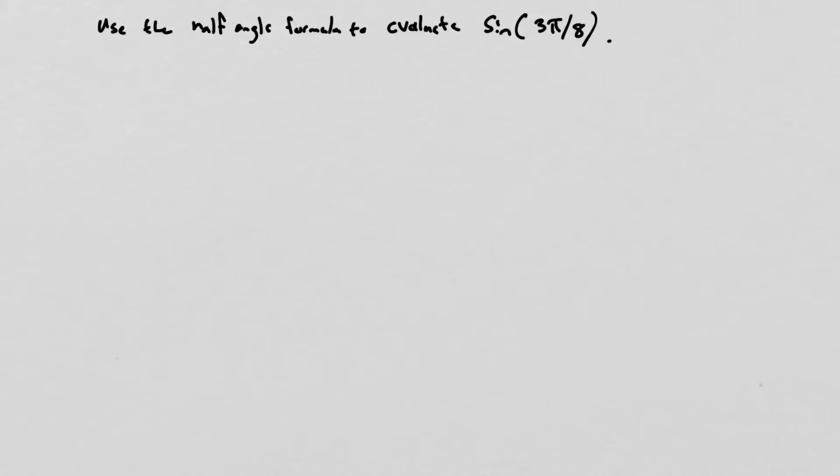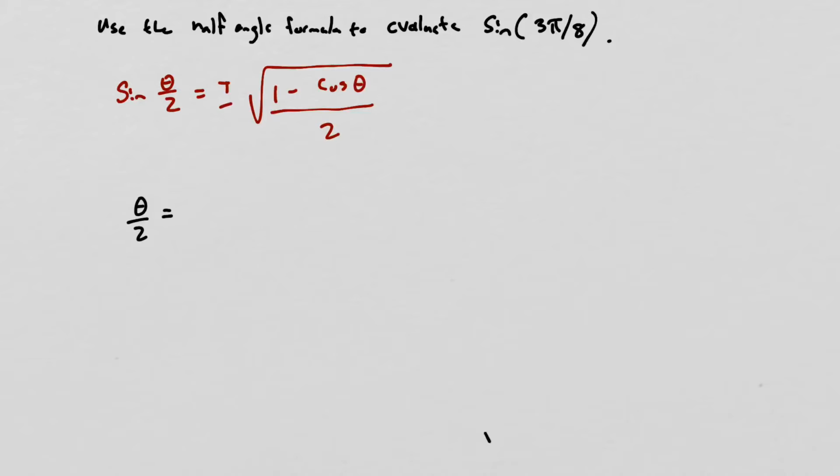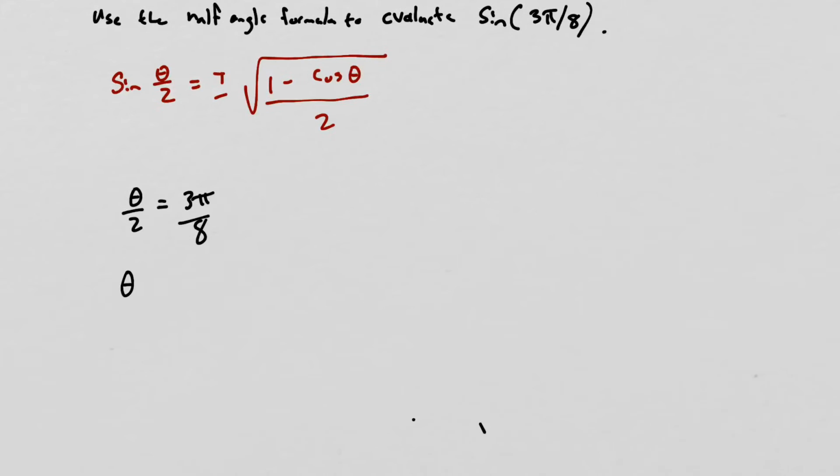And in this example, we want to use the half angle formula to evaluate sine of 3 pi divided by 8. So first, let's write down the formula for the half angle formula of sine. This is given by sine of theta divided by 2 is equal to a plus or minus square root of 1 minus cosine theta, all divided by 2. Now let's first find what our theta divided by 2 is. So set theta divided by 2 to be equal to 3 pi divided by 8. This gives us that our theta should be equal to 3 pi divided by 4.